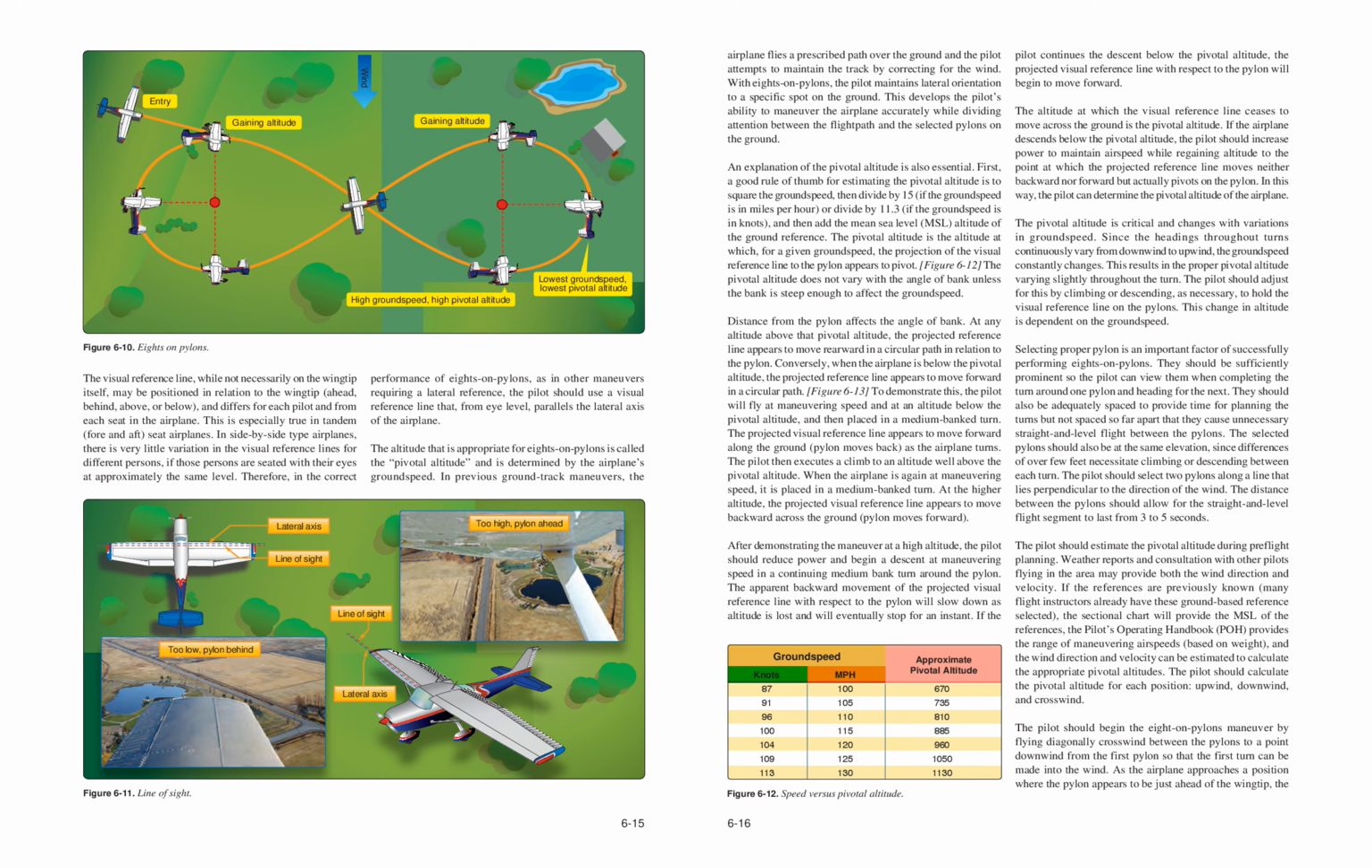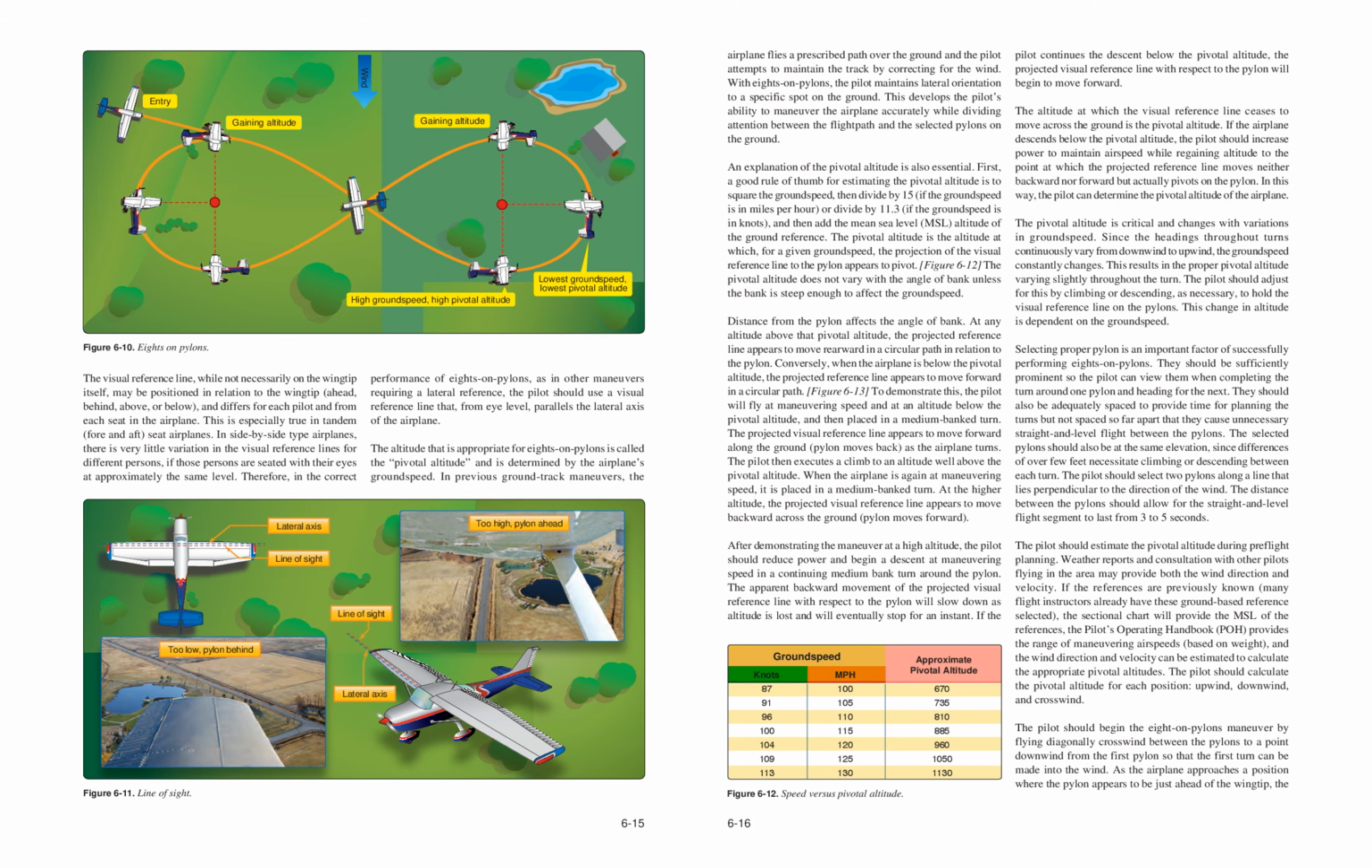The Pilot's Operating Handbook (POH) provides the range of maneuvering airspeeds, based on weight, and the wind direction and velocity can be estimated to calculate the appropriate pivotal altitudes. The pilot should calculate the pivotal altitude for each position: upwind, downwind, and crosswind. The pilot should begin the eight on pylons maneuver by flying diagonally crosswind between the pylons to a point downwind from the first pylon so that the first turn can be made into the wind.